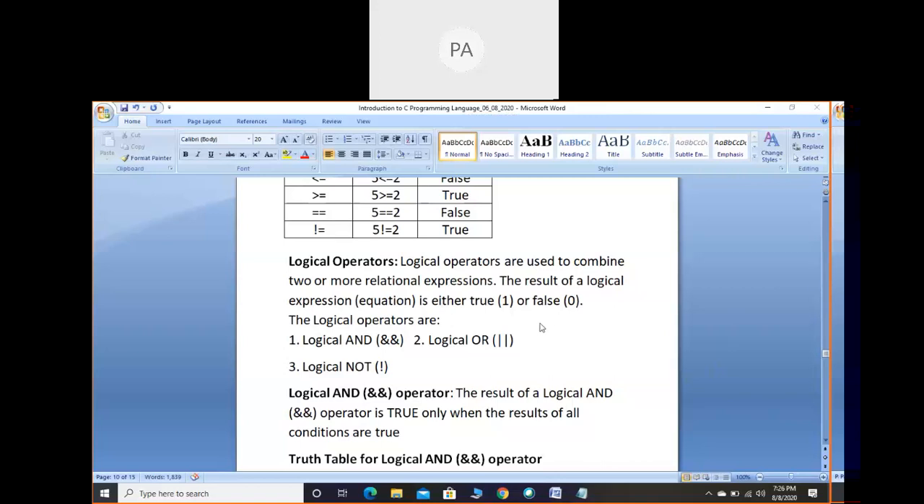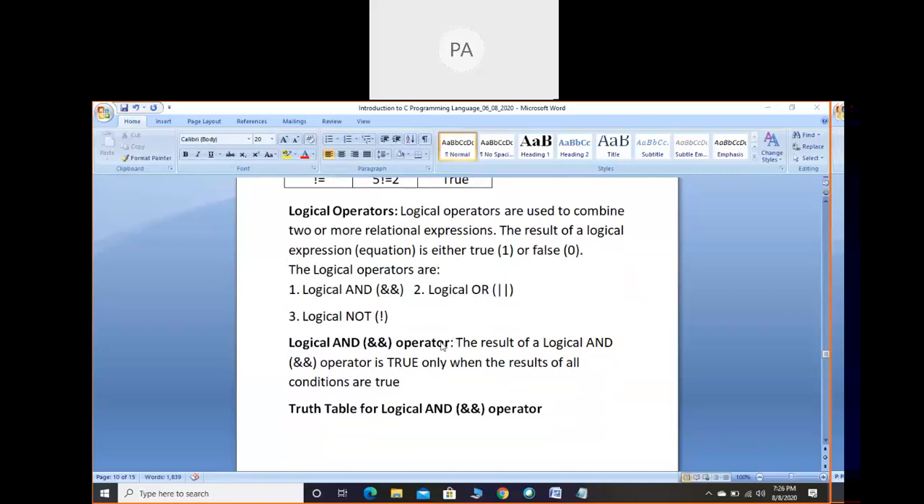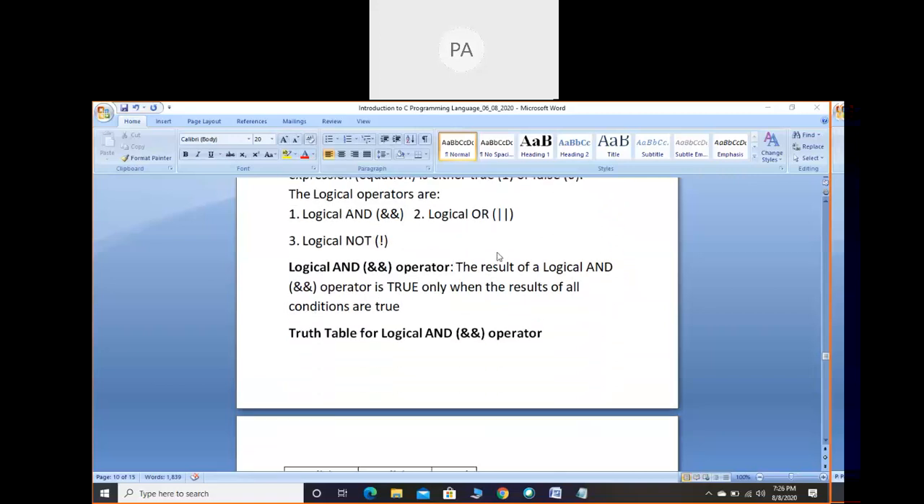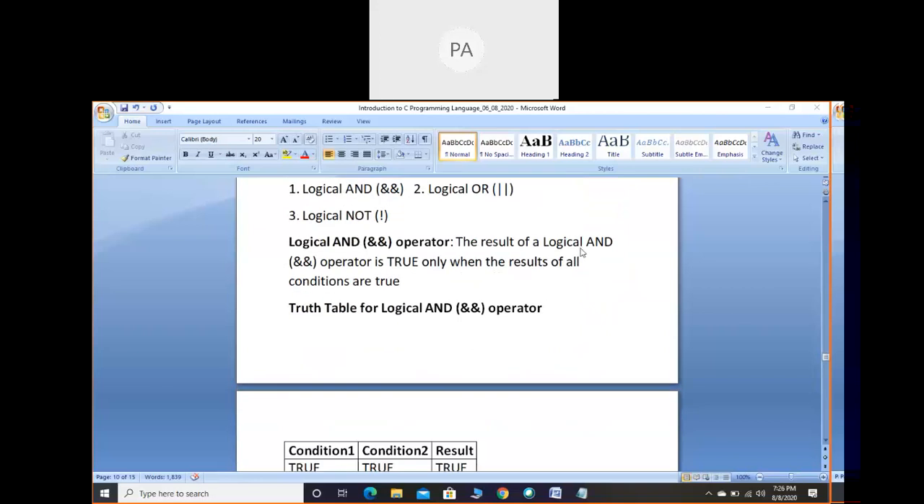Then coming to the logical not, this is the exclamation mark of the English language. It is present on the keyboard. We will see these in detail. First, the logical and operator. The result of the logical and operator is true only when the results of all conditions are true.